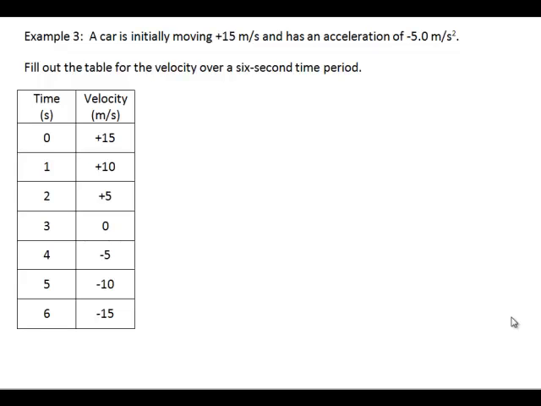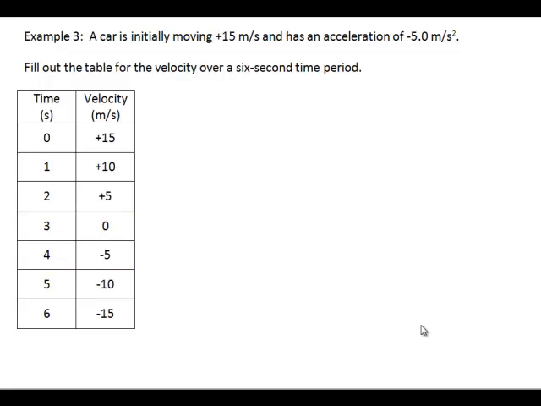Now I do this example because I want you to note the difference between the first 3 seconds and the second 3 seconds. In the first 3 seconds, it is moving in the positive direction and it is slowing down as time passes. It then comes to a rest at time t equals 3 seconds, and then continues with an acceleration of negative 5 meters per second squared, such that it starts moving in the negative direction and speeding up.